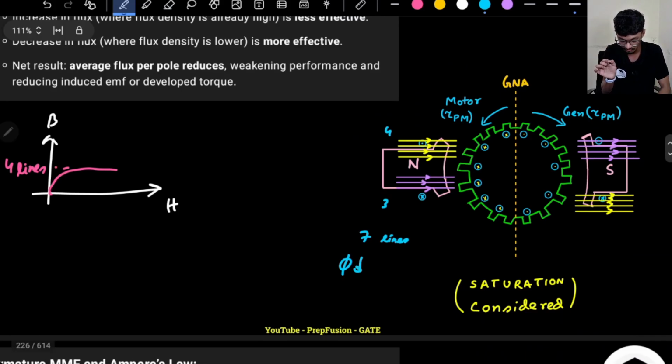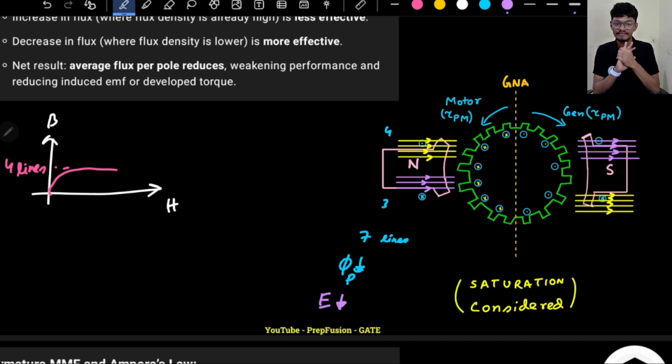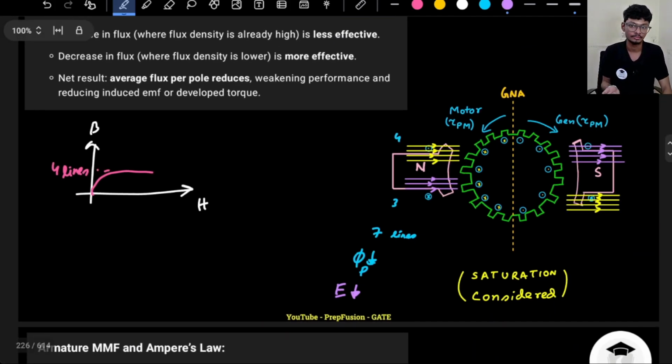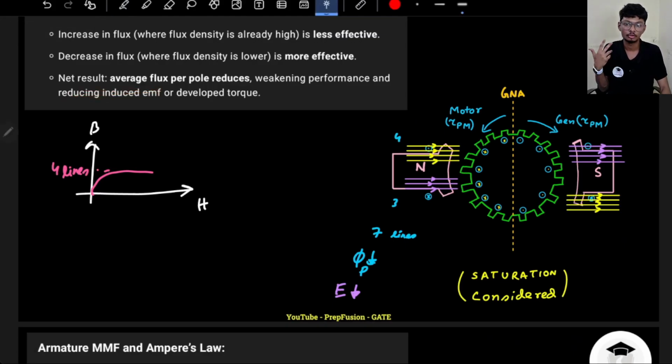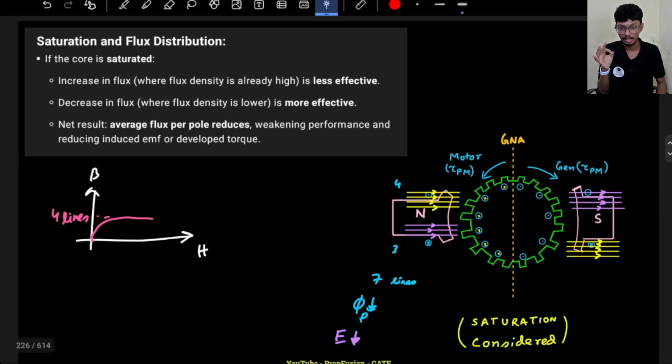That means the flux per pole has reduced. Very basic thing: if flux per pole has reduced, the induced EMF also will be reduced. So if saturation is considered, the overall induced EMF reduces. This is the same thing written over here. This is a drawback of armature reaction. So these are the effects of armature reaction.